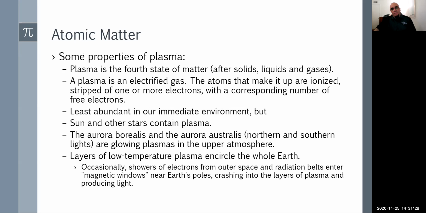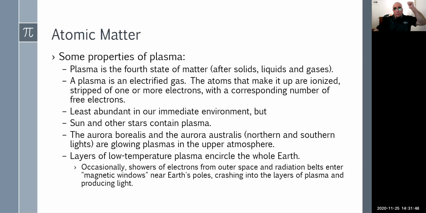So plasma, this is probably one of the only types of matter that you pretty much won't deal with in physical therapy, asterisk, right? Plasma is the fourth state of matter. We didn't learn about this in elementary school, if you think about it, right? When we learned in elementary school, we had solids, liquids, and gases. We didn't talk about plasmas. Plasma is an electrified gas.